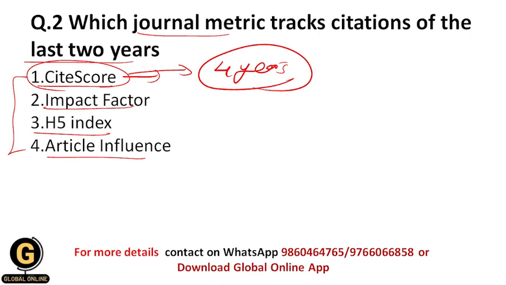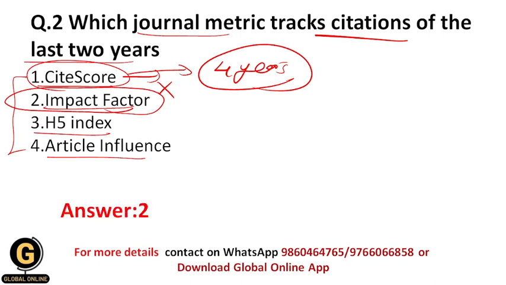Okay, and that's why this option gets eliminated, because here they have asked you about the citations of the last 2 years, but over here you are tracking citations of the last 4 years, right? But in the impact factor, you are going to track the citations of the last 2 years, right, according to the formula, and that's why your correct answer for this is 2.